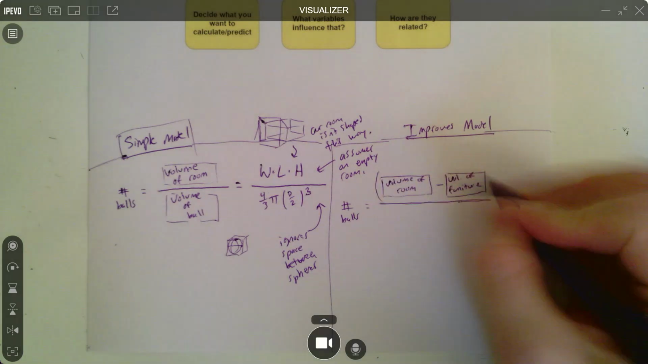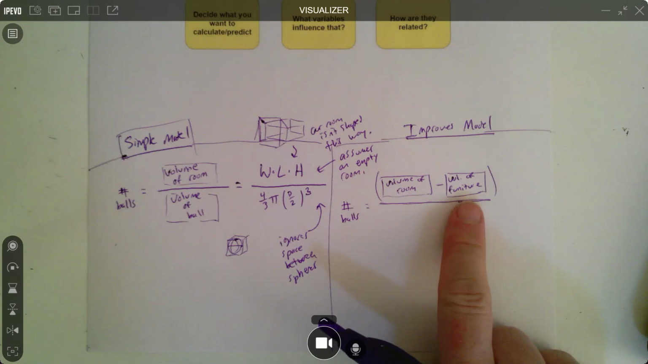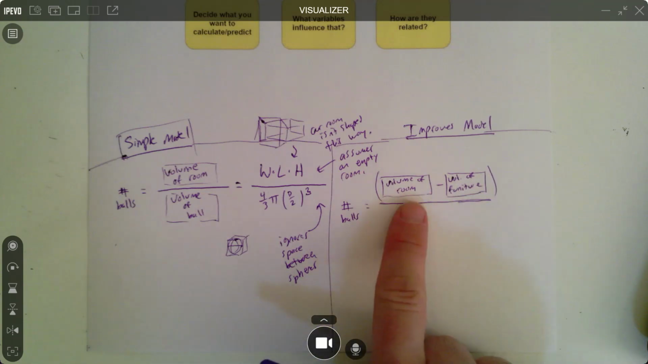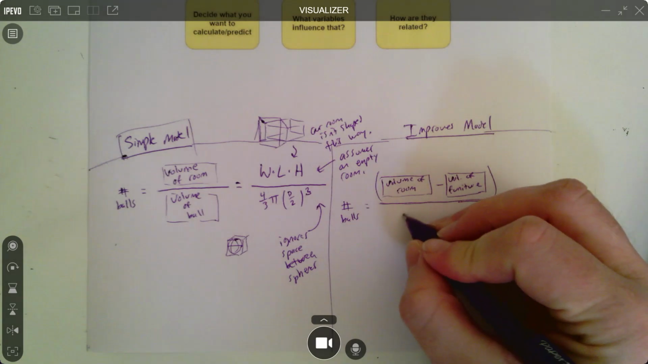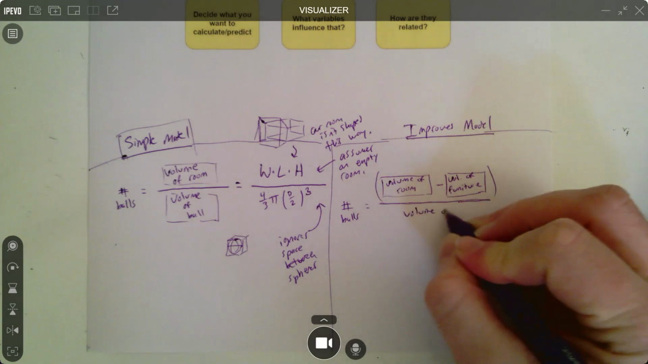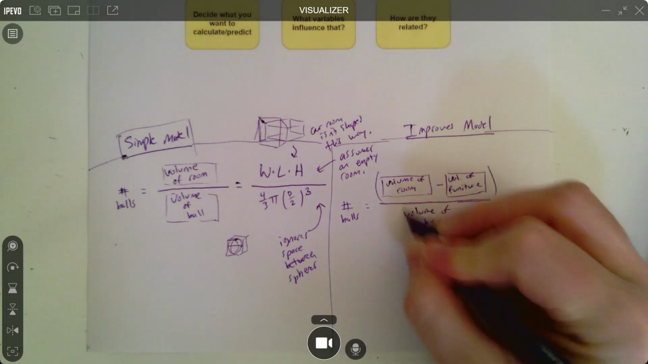But I think the important thing is once we have an estimate for the volume of the furniture, let's just remove that volume from the available volume to be filled up with balls. We can still keep volume of ball down here. That's fine.